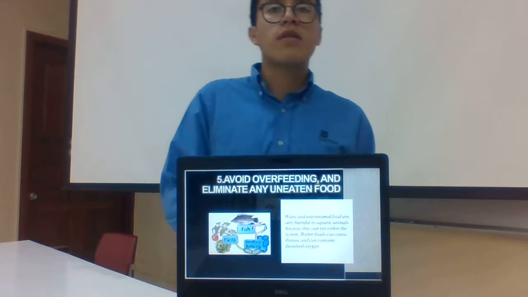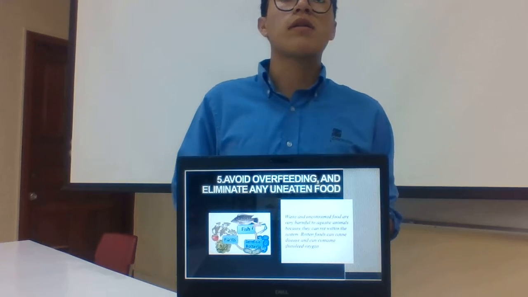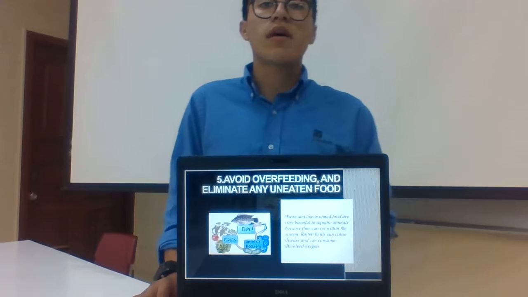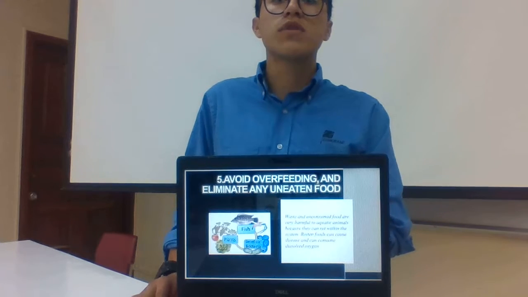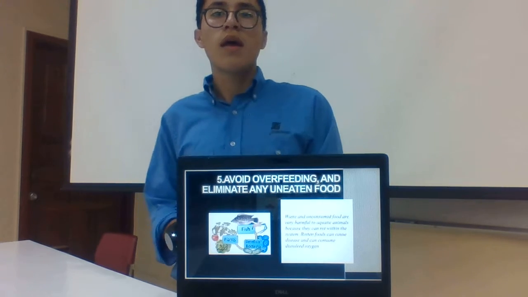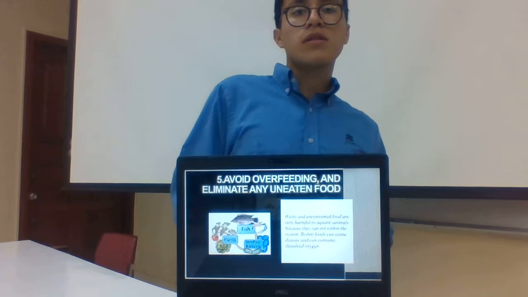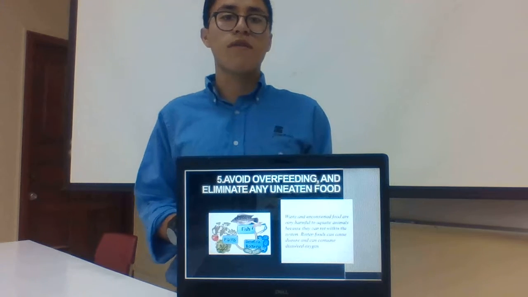Five. Avoid overfeeding and eliminate unneeded food. Waste and uneaten food are very harmful to the animals because they can rot in the system. Rotten food can cause disease and can consume dissolved oxygen.